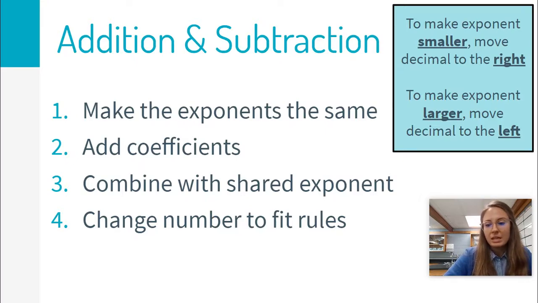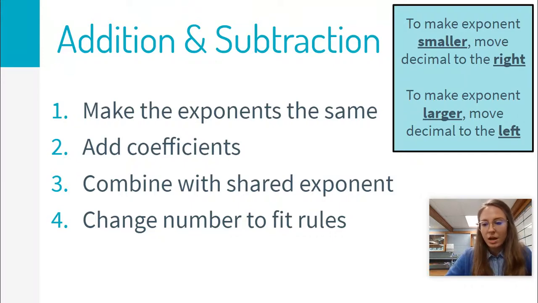If you need to make the exponent 2 values smaller, so from a 4 to a 2, then you are going to then move the decimal on the coefficient 2 spaces to the right. Okay? And then the opposite on the other hand, right? If we need to make the exponent larger, then you are going to then move the decimal that many spaces to the left. So if we need to increase the exponent by 3 values, so from 1 to 4, then we need to move the decimal on the coefficient 3 spaces to the left.